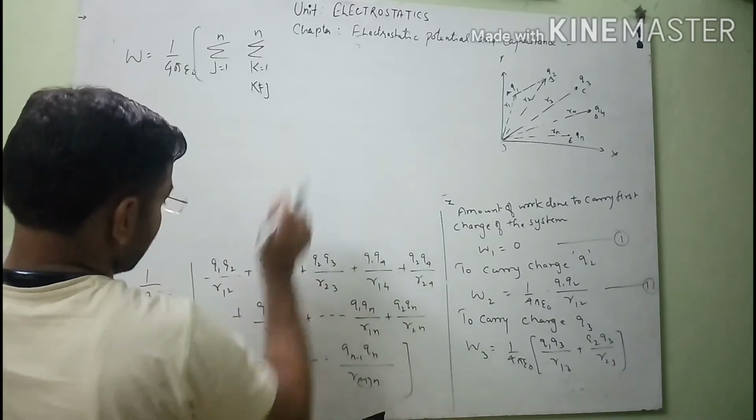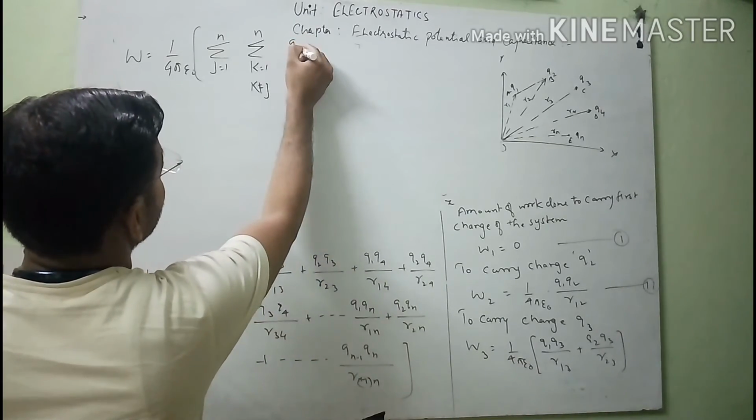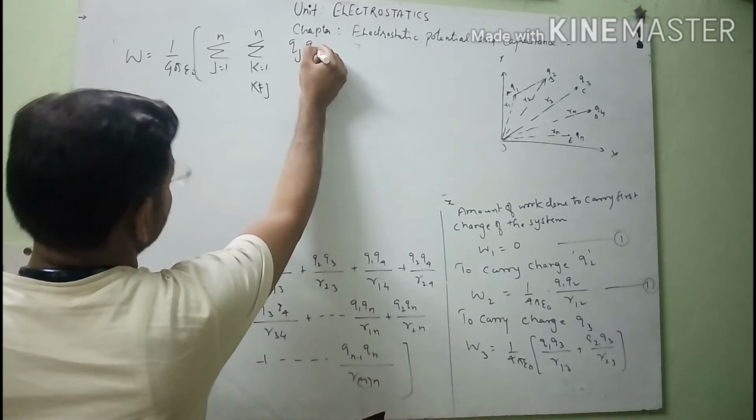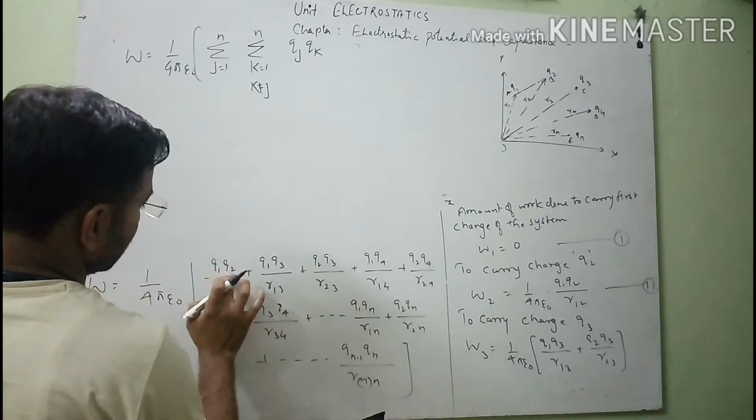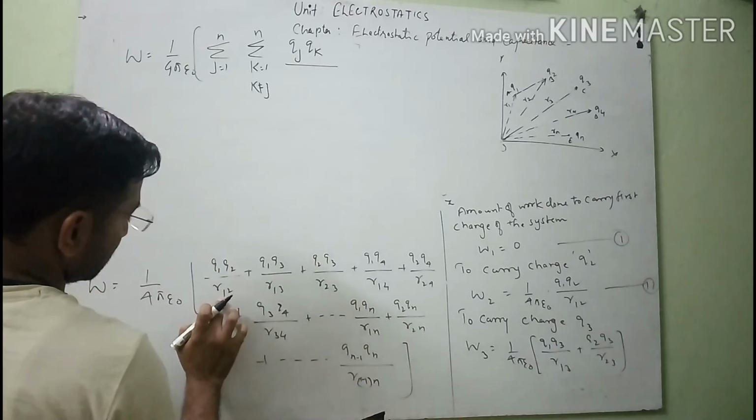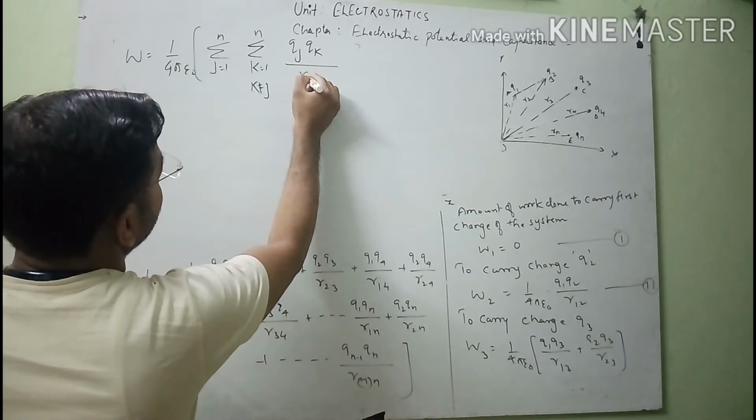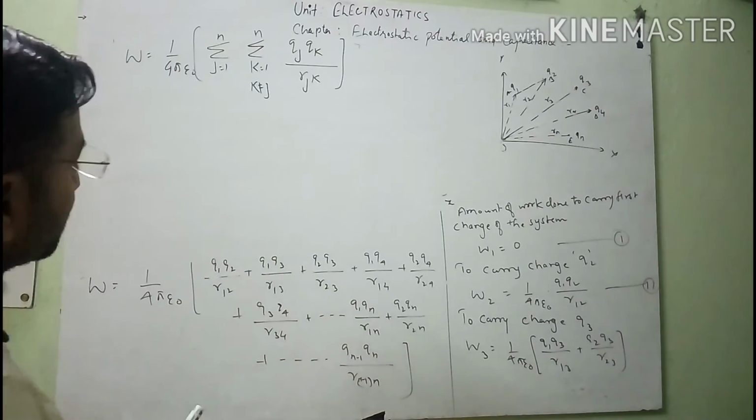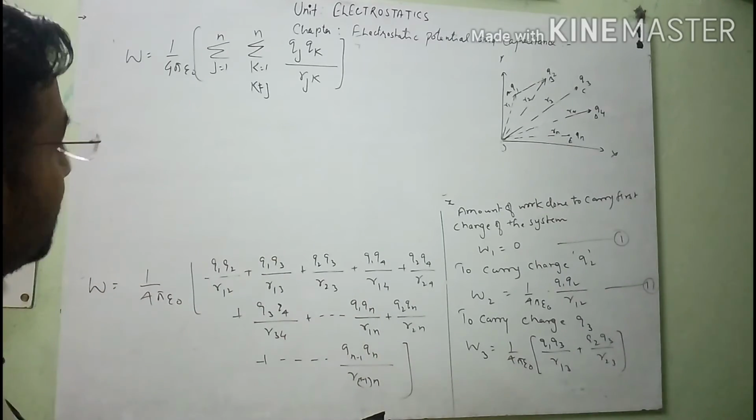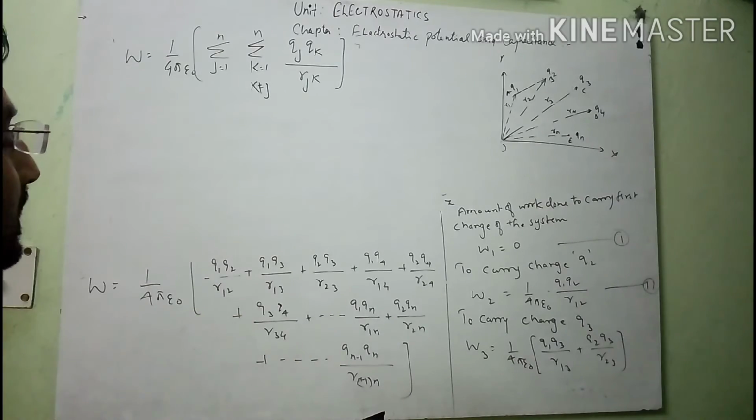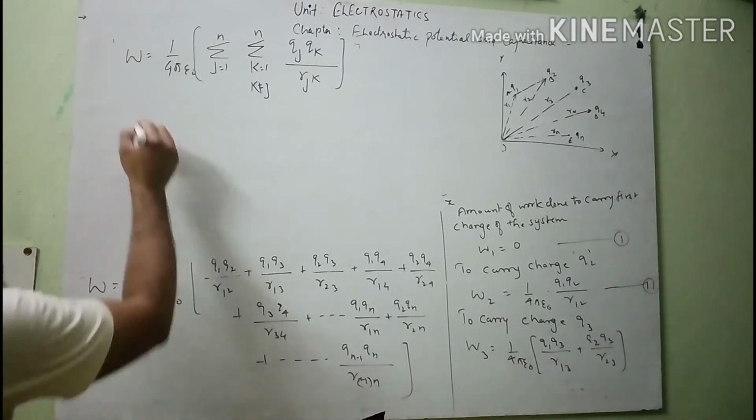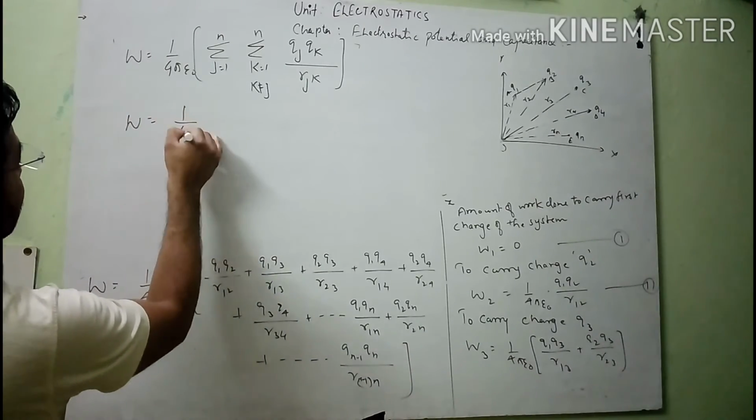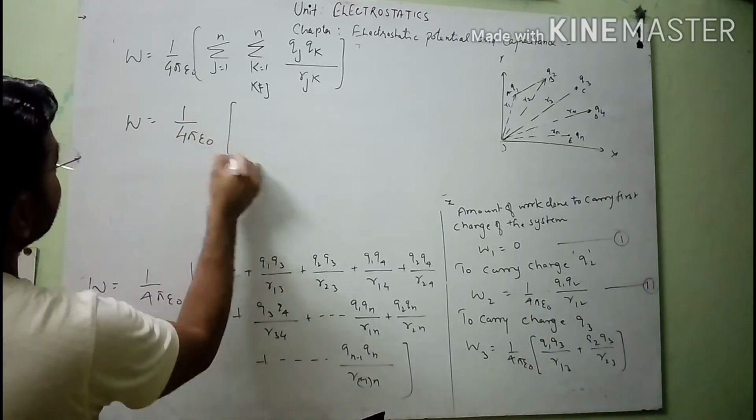After that I will write here qj qk over rjk. This is the general representation of the total amount of work done in an n point charge system. And after that I will write here 1 over 4 pi epsilon naught again.